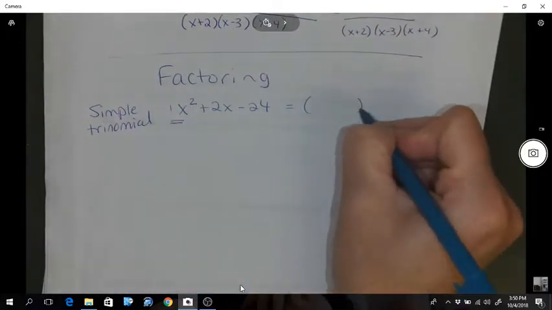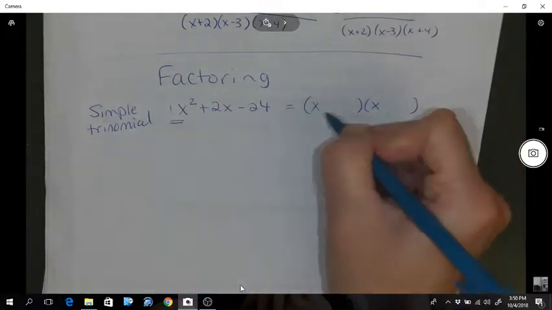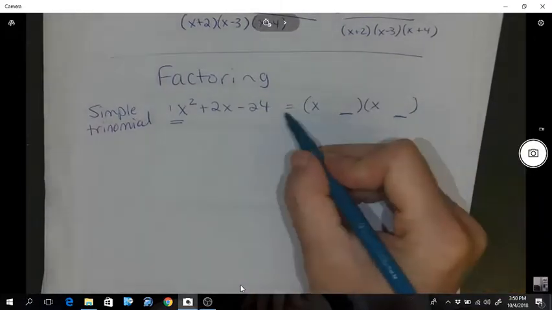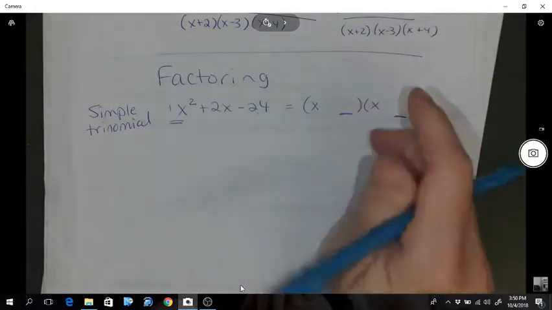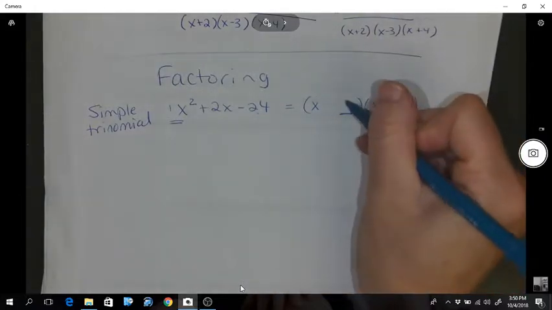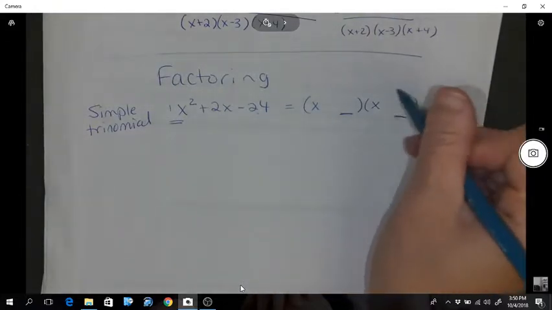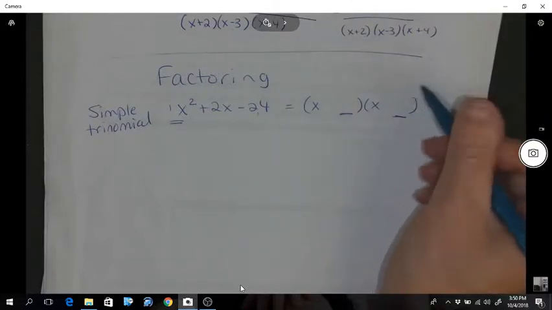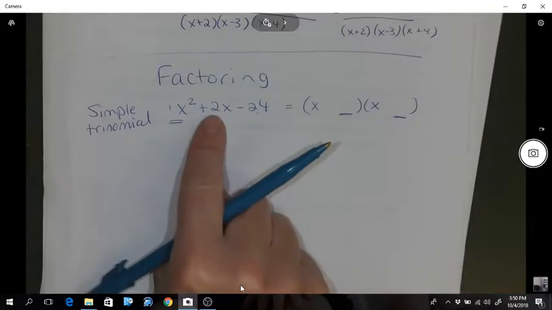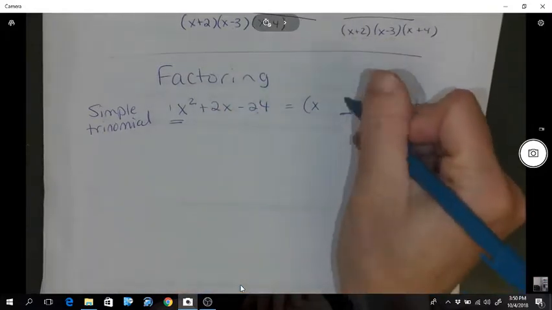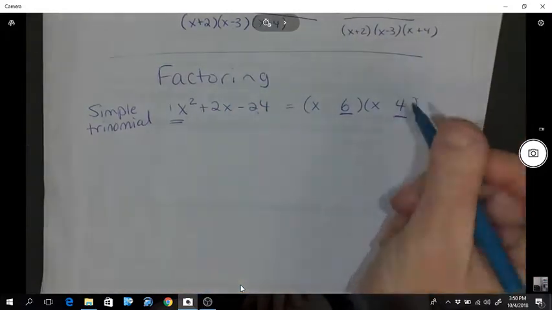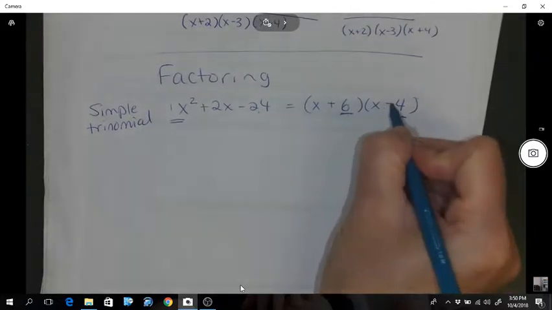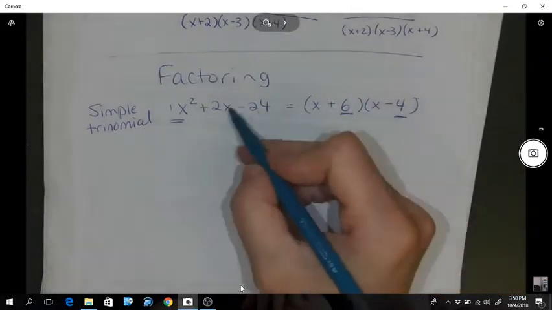In that type, you know that you can put a 1x and a 1x, and your last spots need to multiply to this. So I could use a 6 and a 4, a 2 and a 12, a 1 and 24, but the combination has to combine to get you the middle number. So I'm going to pick a 6 and a 4. One has to be a negative, so I'm going to go with a positive 6 and a negative 4 to combine for a positive 2.